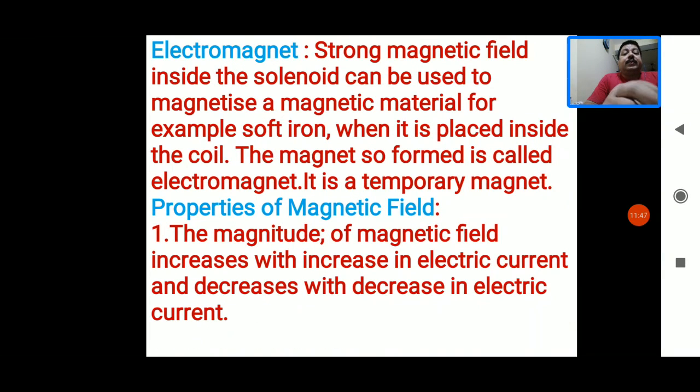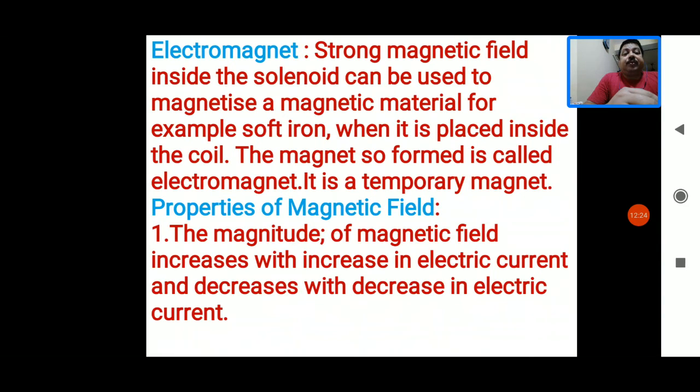Now, about the electromagnet. A strong magnetic field inside the solenoid can be used to magnetize a magnetic material. For example, when soft iron is placed inside the coil, the magnet so formed is called an electromagnet. It is a temporary magnet. We can change its pole, and we can change its strength, or we can say the magnitude of the magnetic field. That is called the electromagnet.